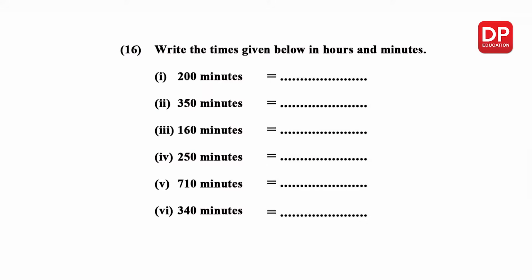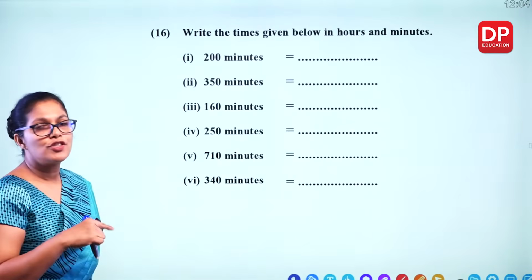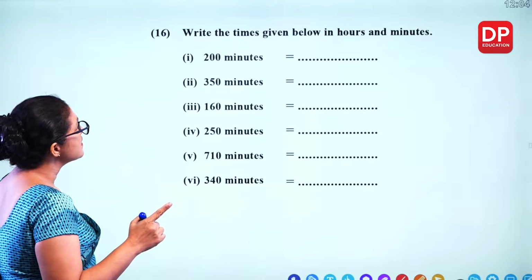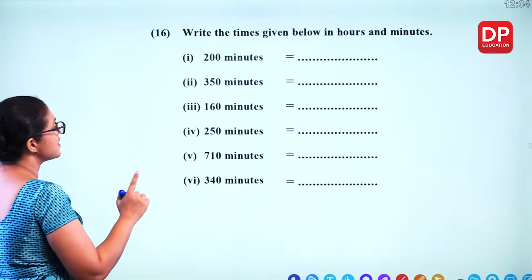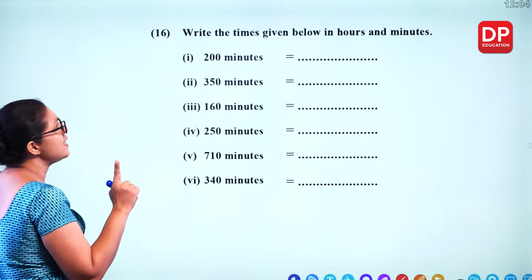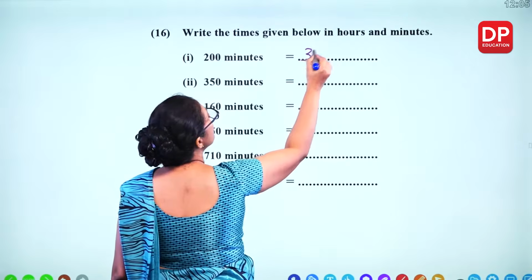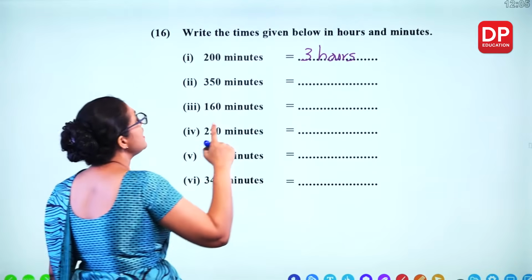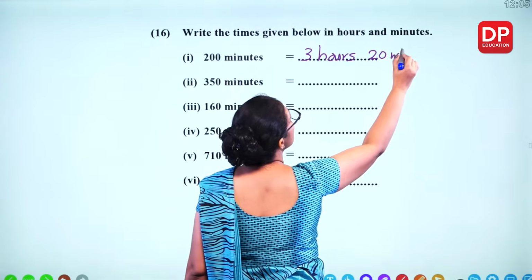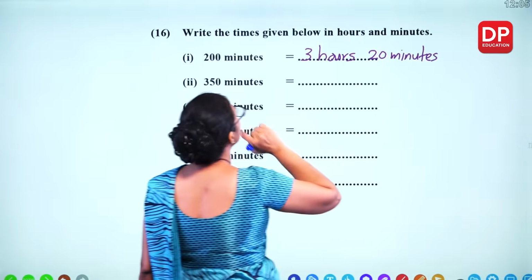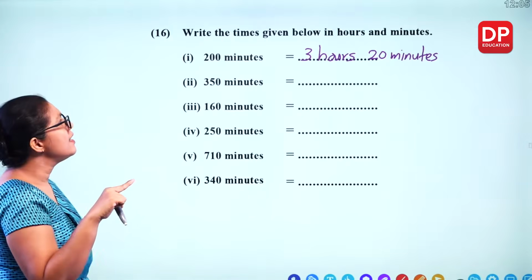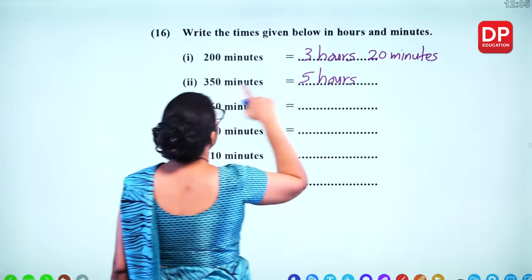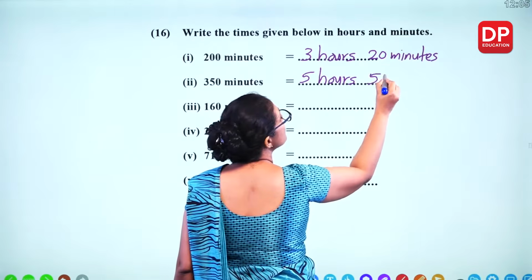Write the times given below in hours and minutes. So minutes, what do you do? To convert to hours, you need to divide by 60. So 200 divided by 60. You get 180. That's 3 hours. So what's the remaining part? 200 minus 180, 20 minutes extra. 350. 300 is 60 times 5, 5 hours. So 300. So 50 minutes extra.